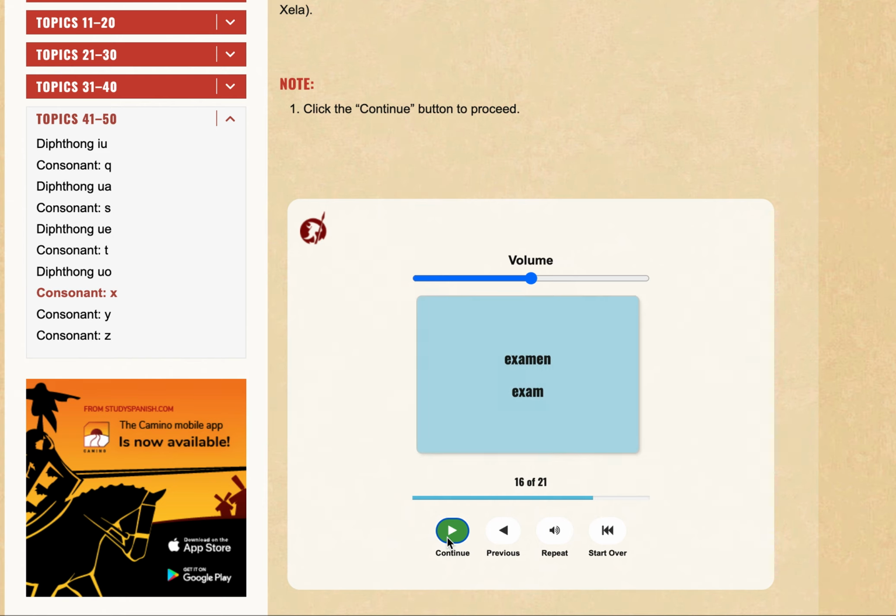Examen, exacto, sexto, exótico, éxito, experto. This is the last one. So it looks like we only dealt with the common X pronunciation, which is KS in the word talks.